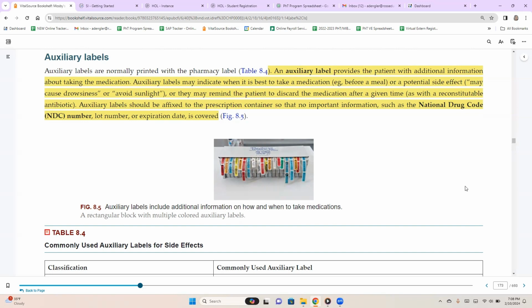Auxiliary labels should be affixed to the prescription container so that no important information, such as the National Drug Code, the NDC, lot number, or expiration date, is covered. Also, many places do not want you to cover the barcode of the drug if it's a unit dose bottle, like a reconstitutable antibiotic. So, your pharmacy could have one of these strips of all different stickers. However, most pharmacies now, it's just part of the printed prescription. I know at Walgreens, on the side, it prints the auxiliary label right on the side of your prescription. You can see it there.